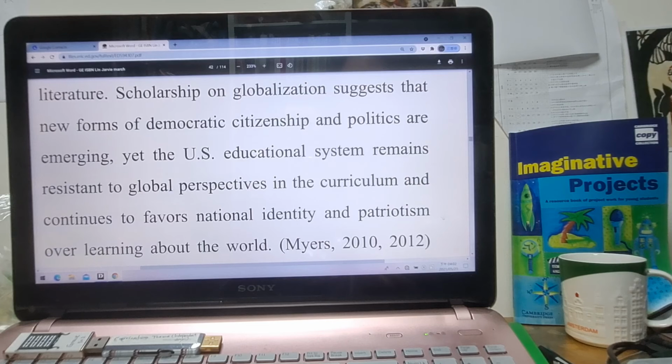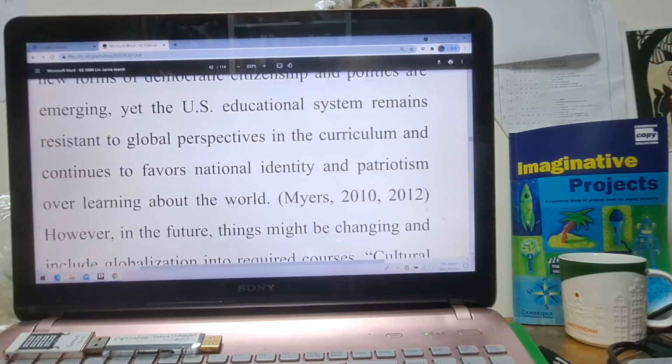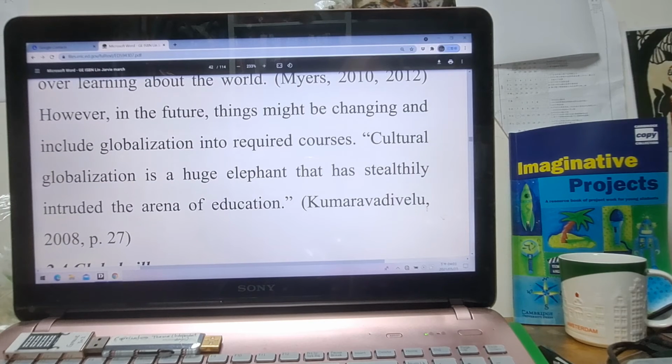In literature, scholarship on globalization, especially in the era of COVID-19, suggests that new forms of democratic citizenship and politics are emerging. Yet the U.S. educational system remains resistant to global perspectives in the curriculum and continues to favor national identity and patriotism over learning about the world. However, in the future, things might be changing and include globalization into required courses.